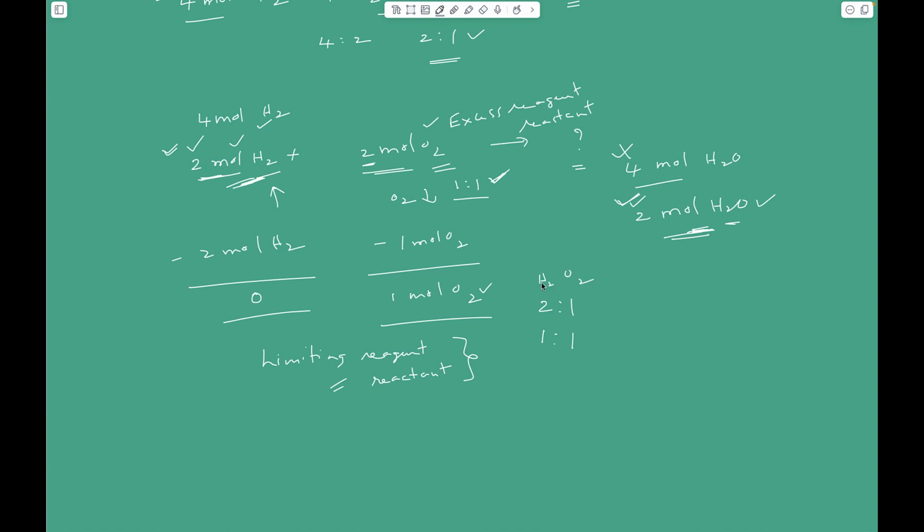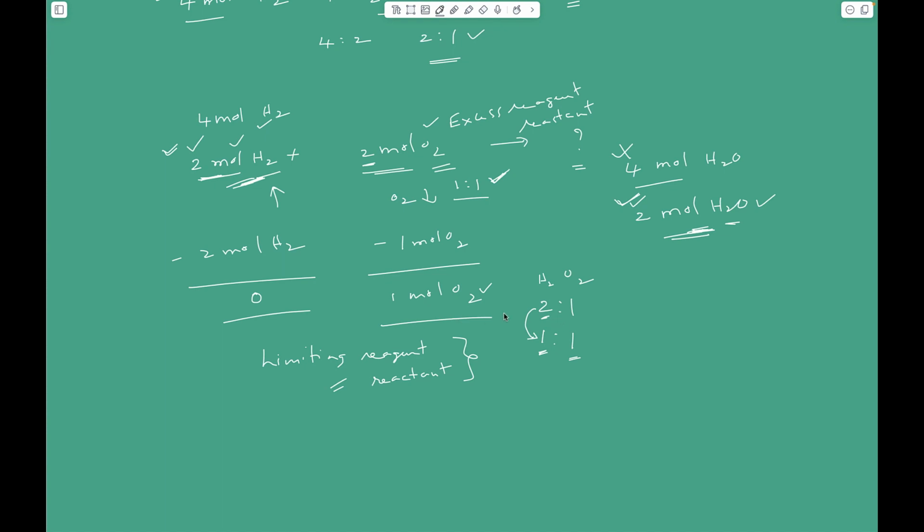The ratio of the stoichiometric coefficients of hydrogen and oxygen is 2 to 1. That is, for 1 mole of oxygen, there must be 2 moles of hydrogen to completely combine with it. But here, for each mole of oxygen, I took only 1 mole of hydrogen. So, it is the amount of hydrogen that is less than required. So, this is the limiting reagent. The reactant that is in shortage is the limiting reagent.